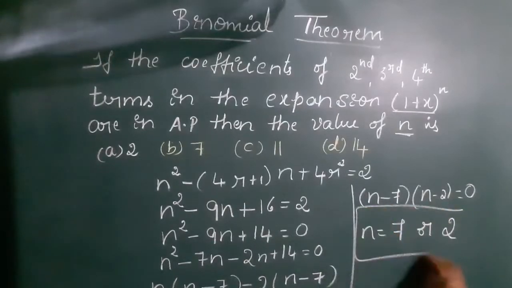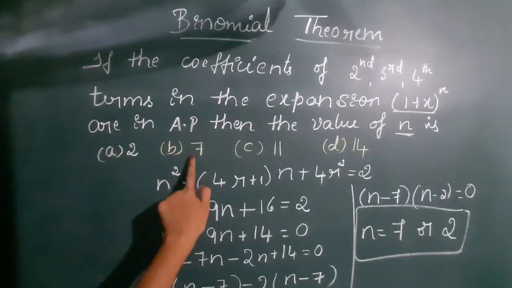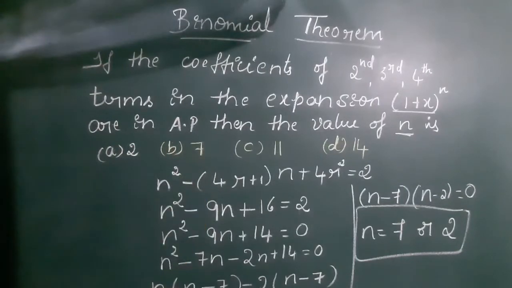What is the value now? N is equal to 7 or 2. Both the options are there. A is 2 and the value of B is 7. Which one we have to consider?